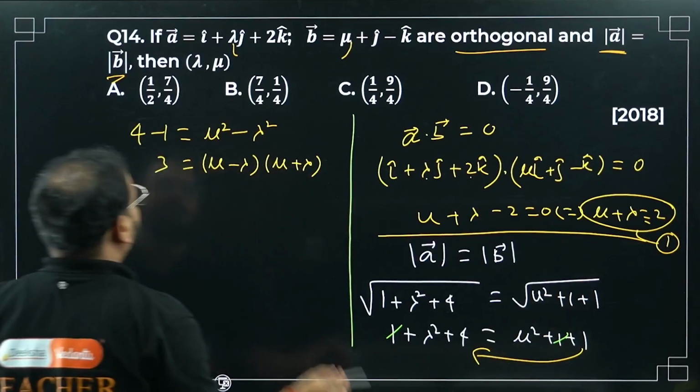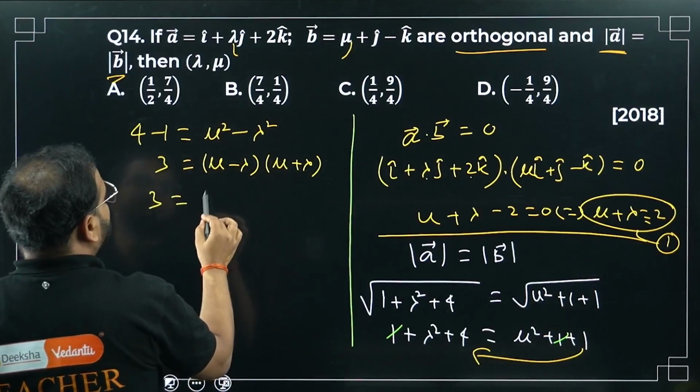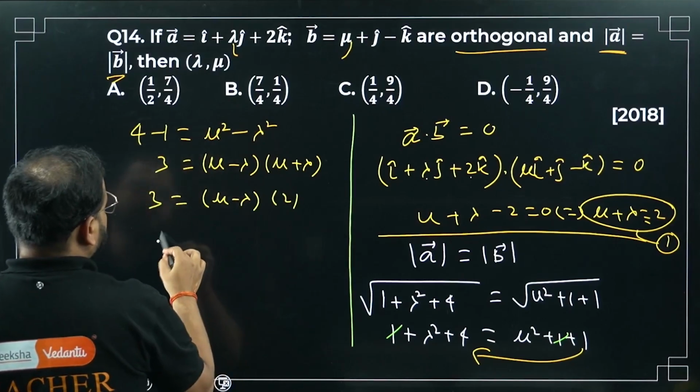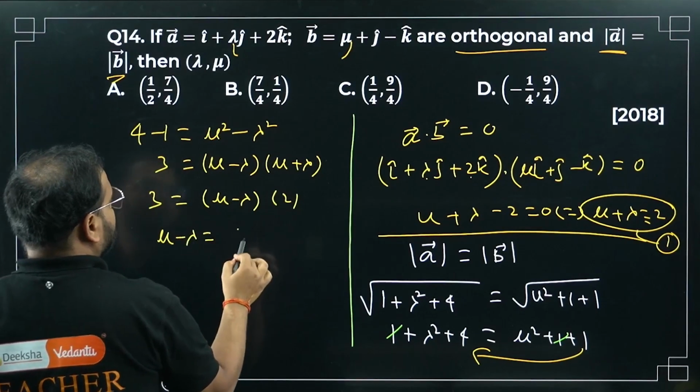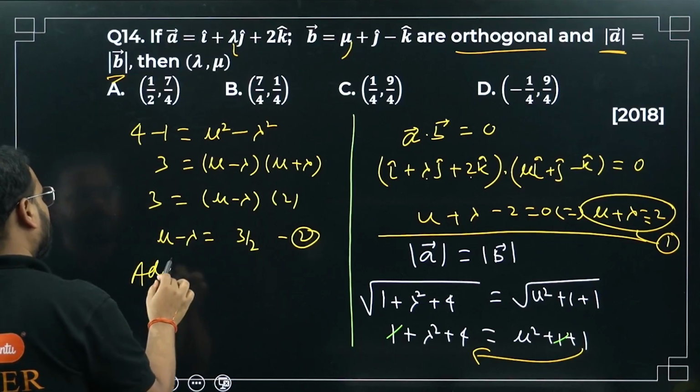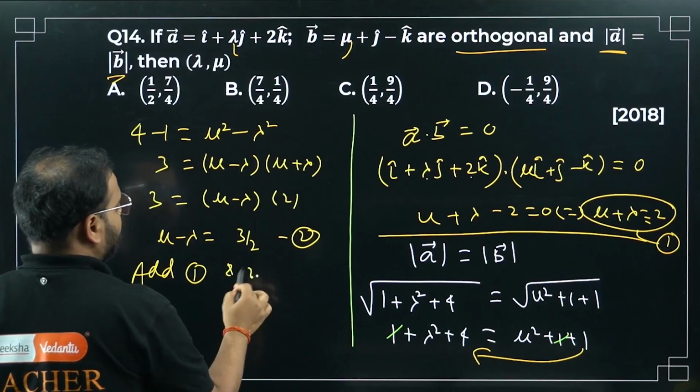2 is here, sir. From equation 1 we can write 3 equals mu minus lambda times 2. So what is mu minus lambda? 3 by 2, equation number 2. Now do one thing, add equation 1 and 2. What are you gonna get?